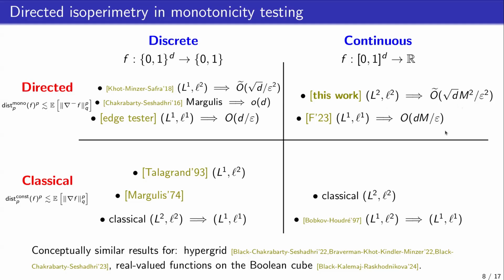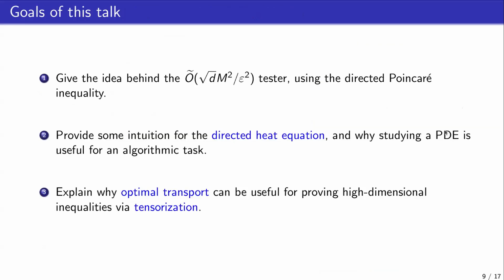So before I can tell you these results in a little bit more detail, let me tell you the overall goals of this talk, and then I'll dive into the model. So the goal of the talk is, first of all, to give you an idea behind what this square root D tester is doing once we assume the directed Poincare inequality.